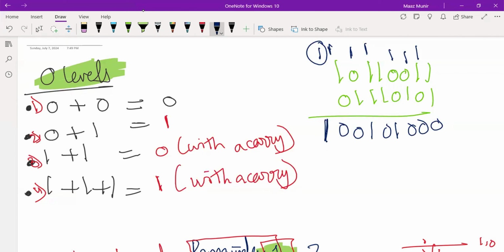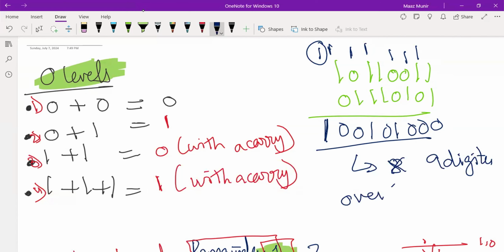Now, a question would be up there that we have 9 digits. We don't have 8, we have 9 digits. Now, this is known as an overflow error. Overflow error. And why does it occur?